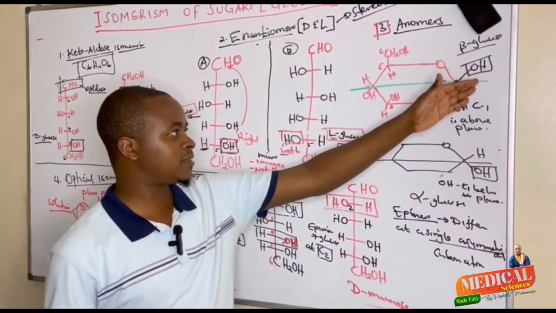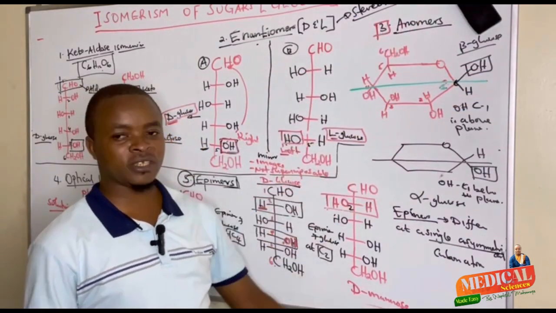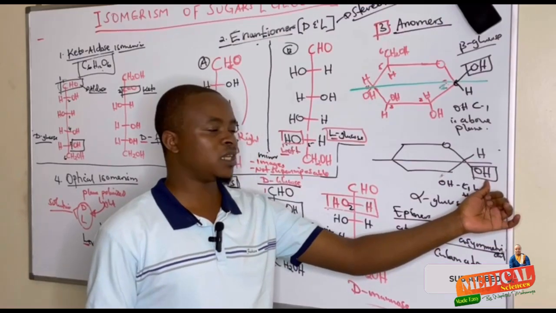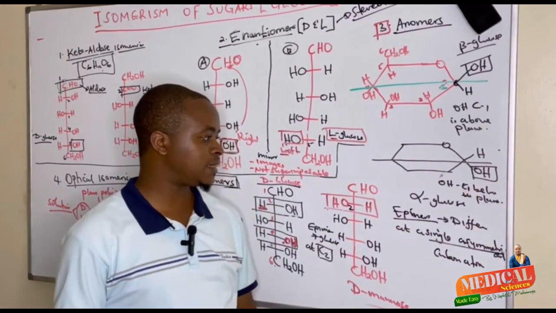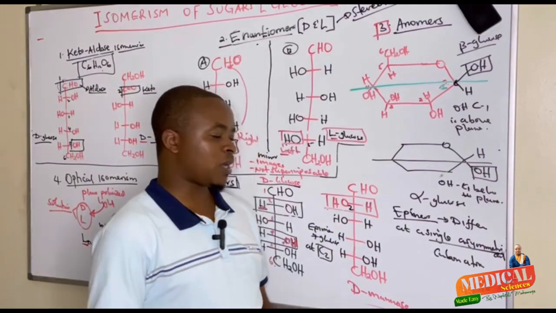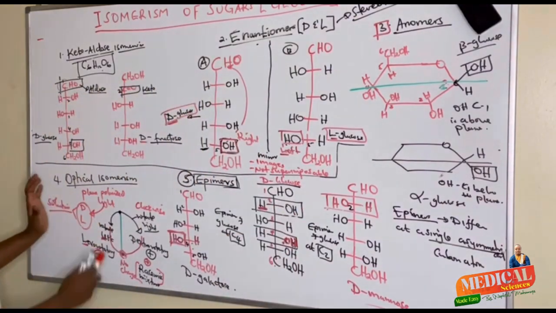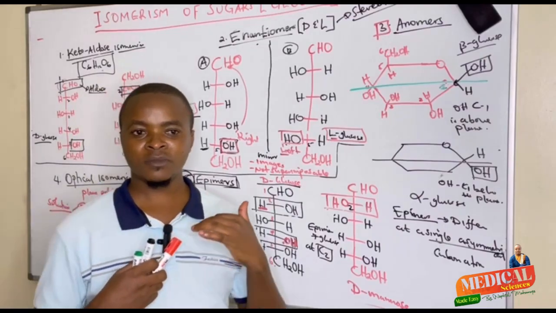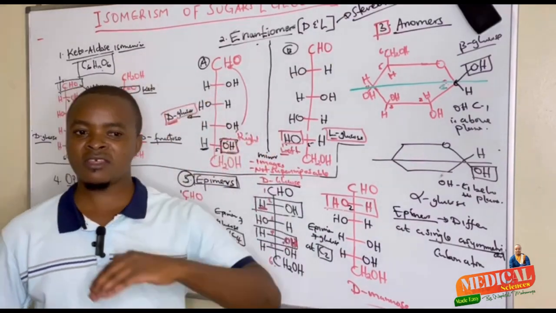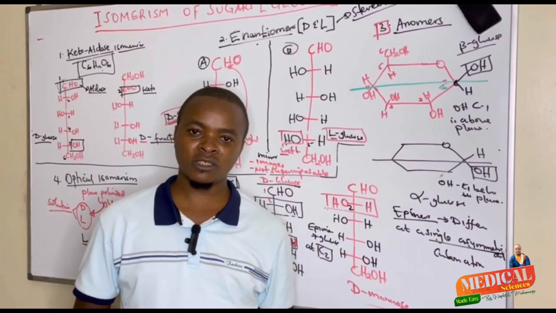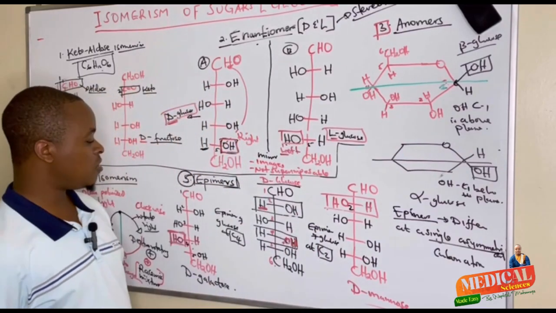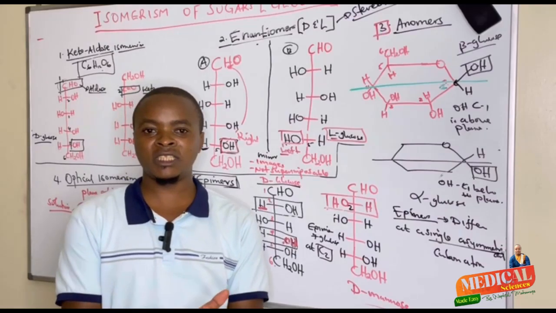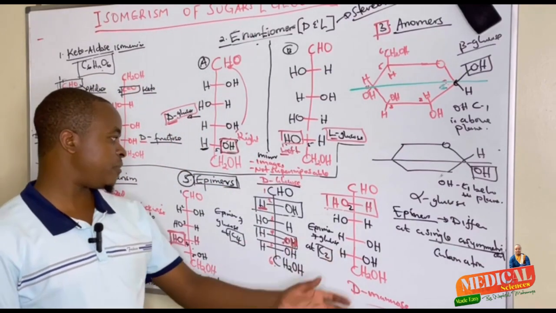Then we looked at anomers, whereby they occur in cyclic structures: if it is above the plane it is beta, and if the hydroxyl group at carbon number 1 is below the plane, we called it alpha glucose, whereby when you are writing alpha, you go down. Then we have looked at optical isomerism, where we gave examples of substances that show optical activity. Either they rotate to the right, that is dextrorotatory, or to the left, which we called levorotatory. And we said where they meet, we called it a racemic mixture. Then we have ended up with epimers.